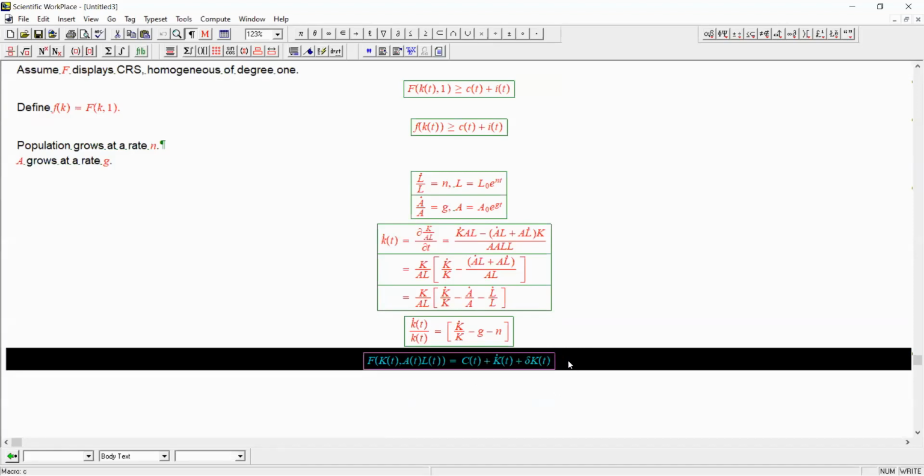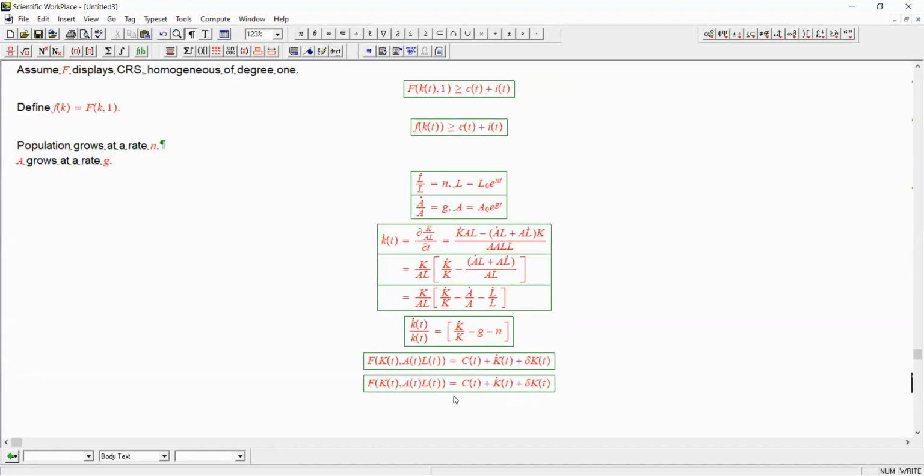We can rearrange this so that it's in terms of k dot. So this goes over here. This goes over here. Let's switch sides. And we're done.